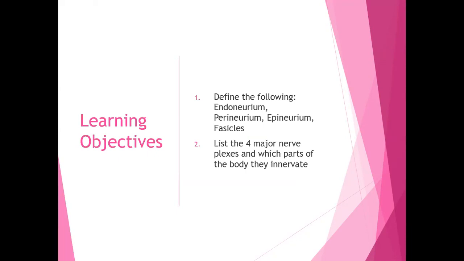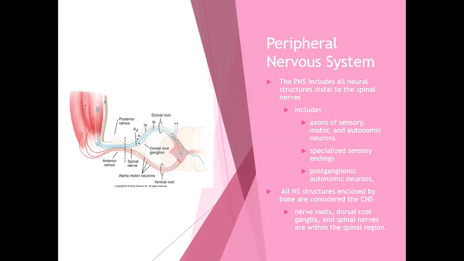So for the learning objectives: a few definitions, and the four major nerve plexuses and which part of the body they innervate. The peripheral nervous system, you'll find, is a little simpler than the vertical systems that we have been talking about, even though it includes parts of the vertical systems. Really, the peripheral nervous system includes all the neural structures distal to the spinal nerves and the axons of cranial nerves that are outside the skull. A lot of our cranial nerves are inside the skull, but the ones outside the skull are considered part of the peripheral nervous system.